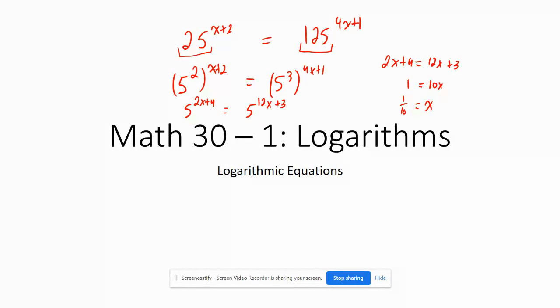Something as simple as 5 to the x minus 4 equals 6 to the 4 plus 2x. This type of equation, we couldn't do it in the same way because 5 and 6, you cannot convert those to a common base. So we need to figure out a few new techniques to be able to deal with questions like these ones over here.